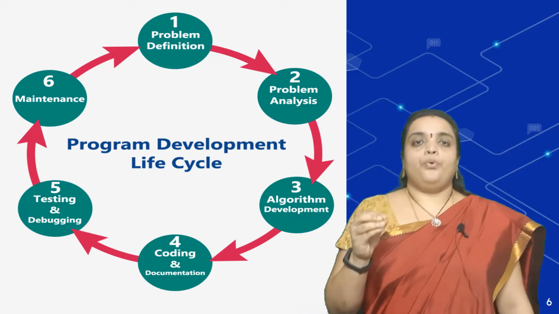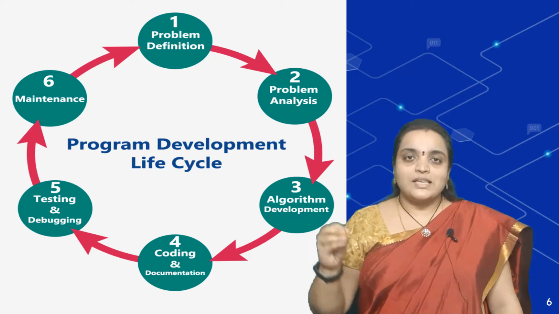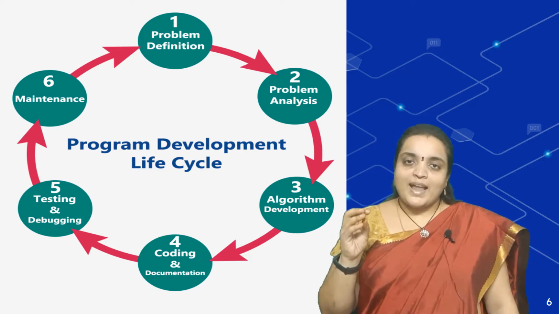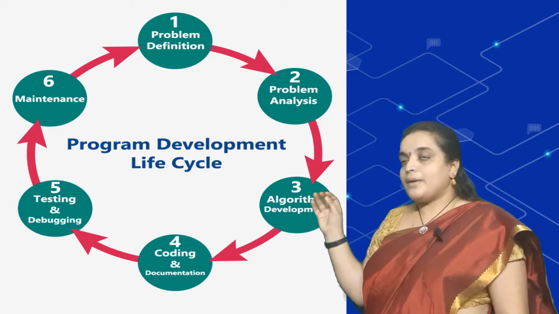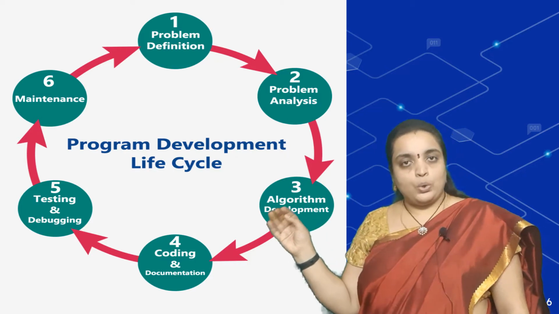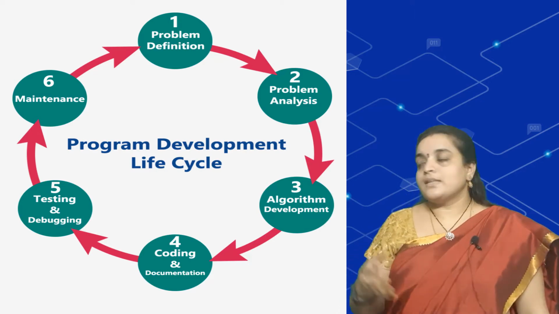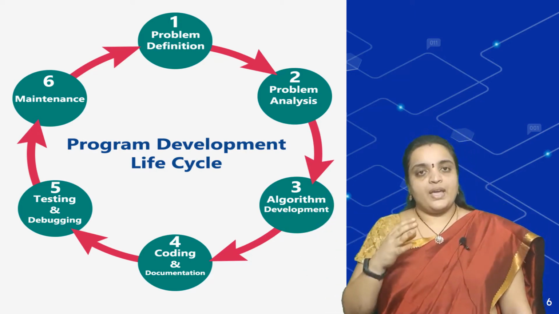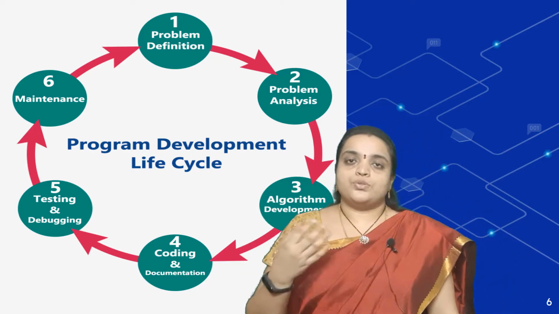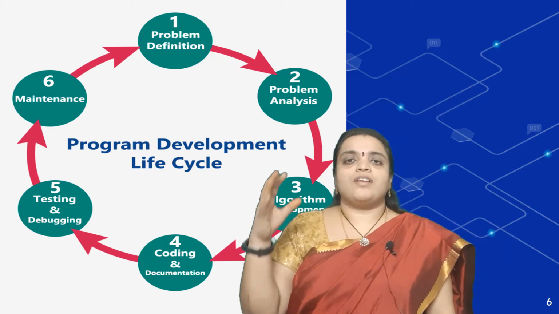So for any program or for any software, we must do all these 6 phases. The first phase is problem definition. The second phase is problem analysis. The third phase is algorithm development. The fourth phase is implementation and coding. The fifth phase is testing and debugging. The sixth phase is maintenance. So in this way, we generally develop a program or a software. Okay, students, this is the general process to develop a program.